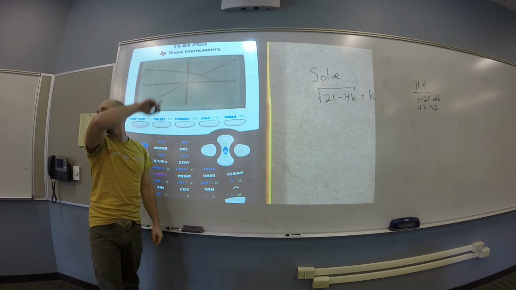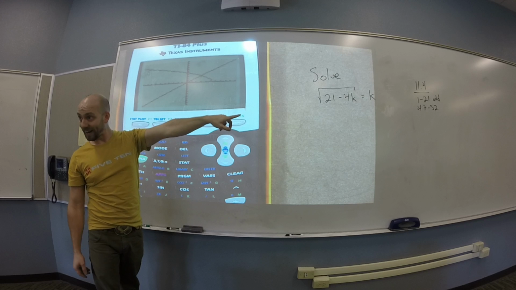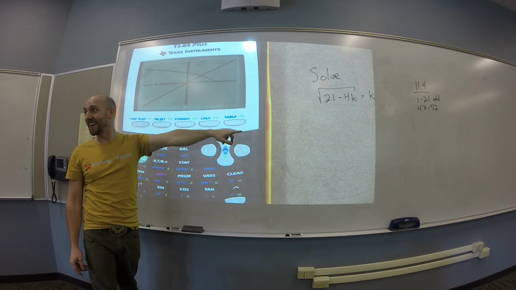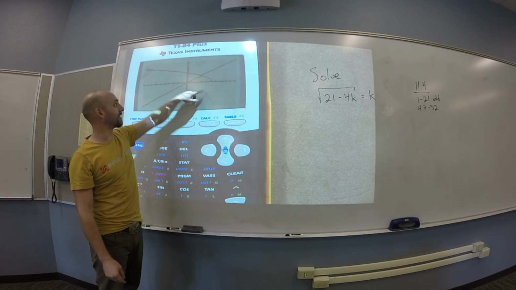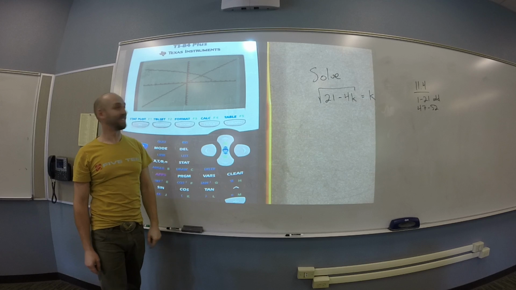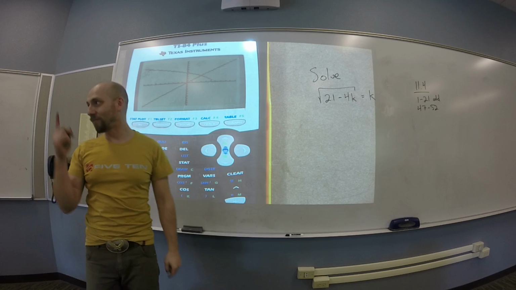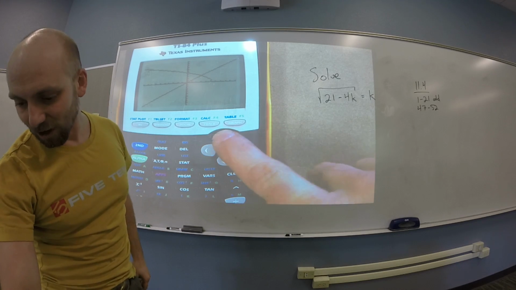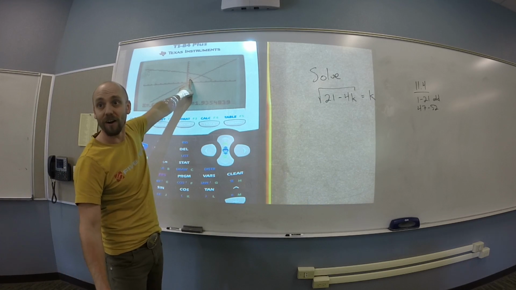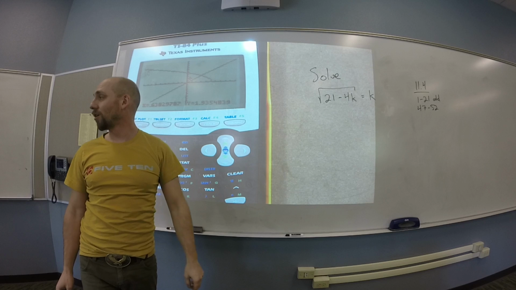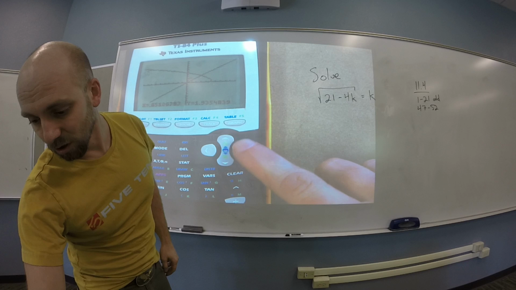What's the other thing then? This line. Right side. That's the right-hand side. So you want to know, where is the left-hand side equal to the right-hand side? So where is the curvy thing equal to the line? Right there, right? So to find out where right there is, get your cursor out. If you push the arrow keys, you'll get this little cursor, right? And then, what do you want to know about? You want to know about this spot where they cross. So scroll this thing over there.